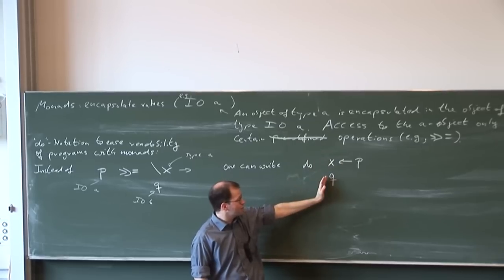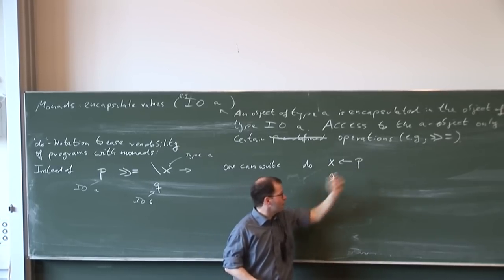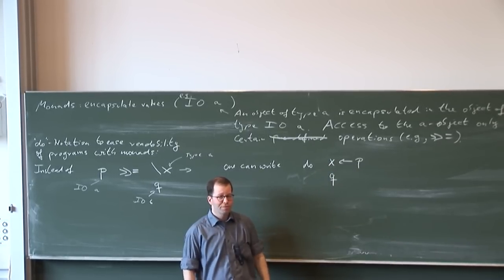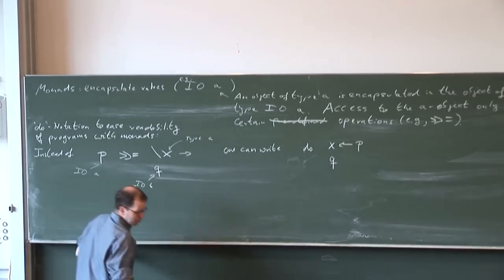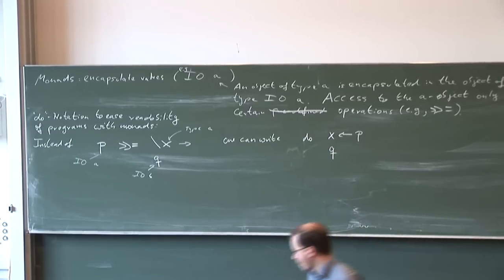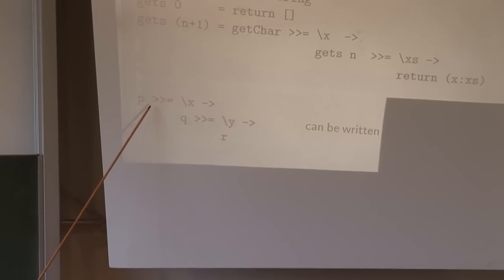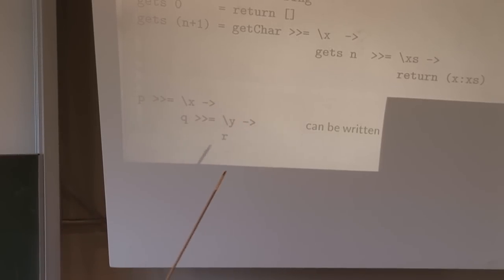So this looks like an imperative program where you have assignments. X is assigned the value of P, and then afterwards you do Q. Maybe another longer example to make it even clearer. So instead of writing this, here we had an expression with just one bind operation. Here we have an expression with two bind operations. So this looks like the algorithm over there.